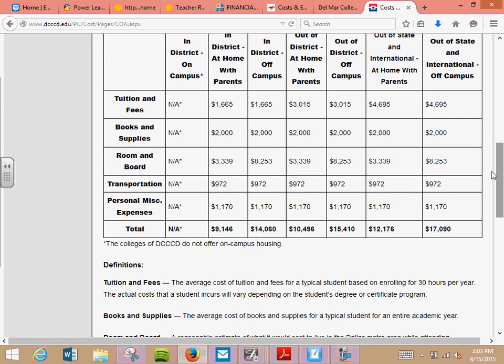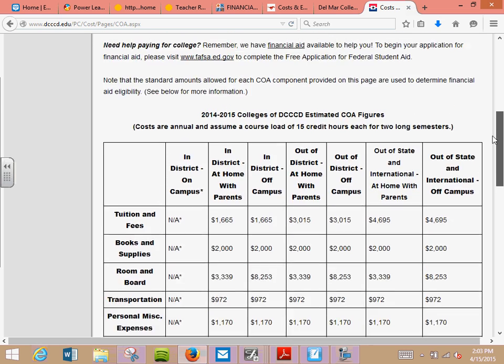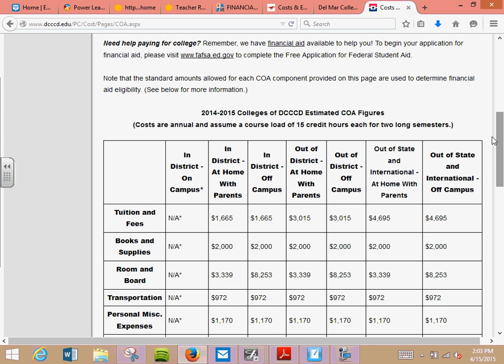Where does it say that? Oh, this is for 15 credit hours each, so that's for the whole year. That's pretty cheap. Because 15 credit hours in each semester, that's 30 credit hours the entire year. 15 credit hours is about 5 classes per semester, so that's 10 classes total. For that much in tuition, that's really cheap.